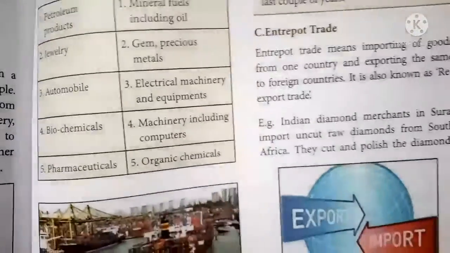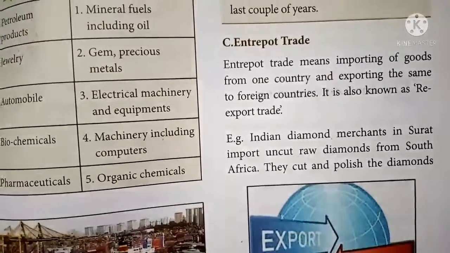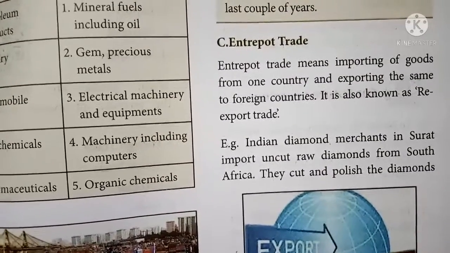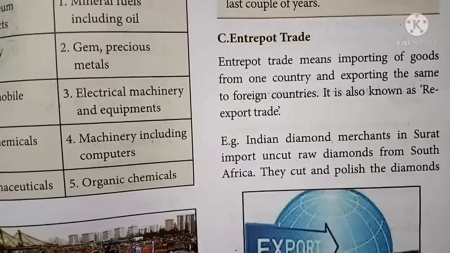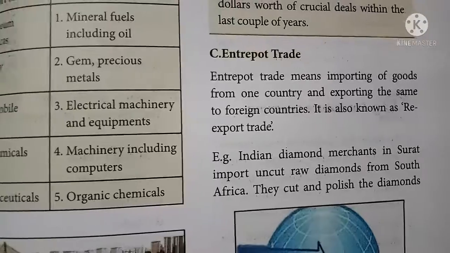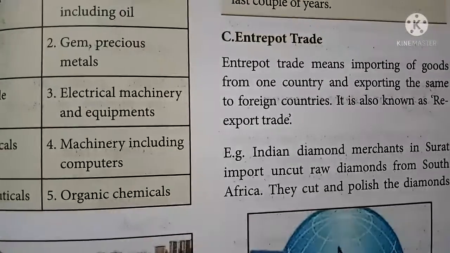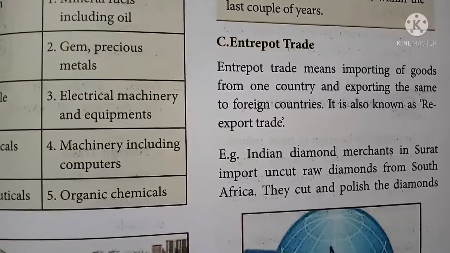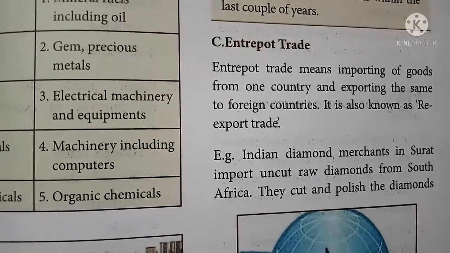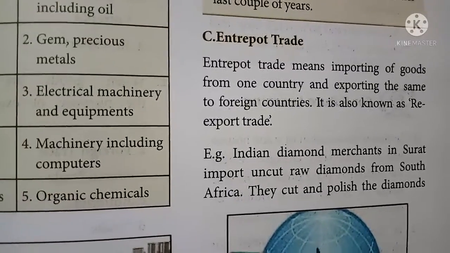Next, entrepot trade. Entrepot trade means importing of goods from one country and exporting the same to foreign countries. It is also known as re-export trade. That is, we purchase goods from one country not for our home consumption, but to re-export to some other country. That type of foreign trade is called entrepot trade. It is also known as re-export trade.